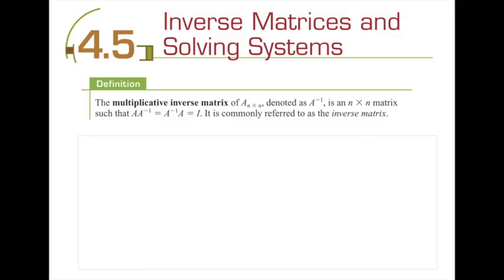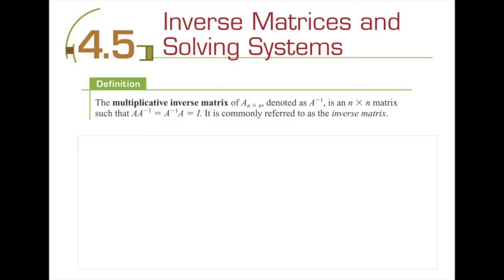Inverse matrices and solving systems. So one of the methods for solving systems is to use an inverse, all right? And it's the same thought process as any multiplicative inverse. The multiplicative inverse matrix, denoted A to the negative 1, is some square matrix such that when you multiply them, you get the identity matrix.